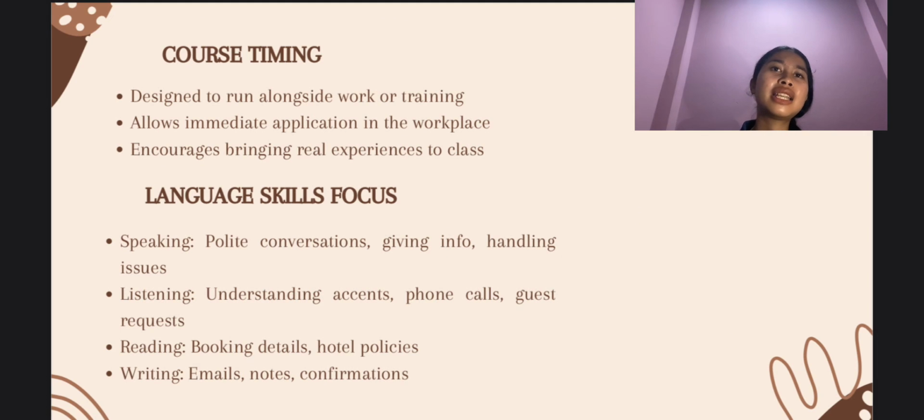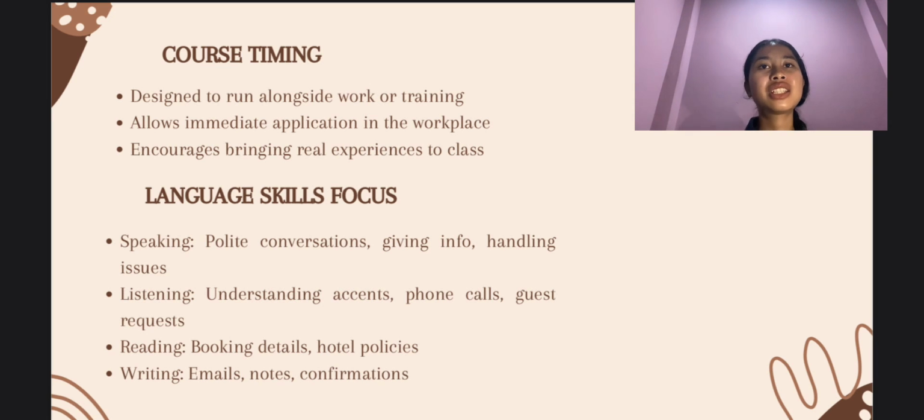For example, they need to understand different guests' accents, requests, and questions, especially on the phone or in noisy environments. Third, reading. For example, to understand booking confirmations, hotel policies, and internal documents. The last, writing. For example, to send short, clear messages or emails like reservation confirmations or replies to inquiries.